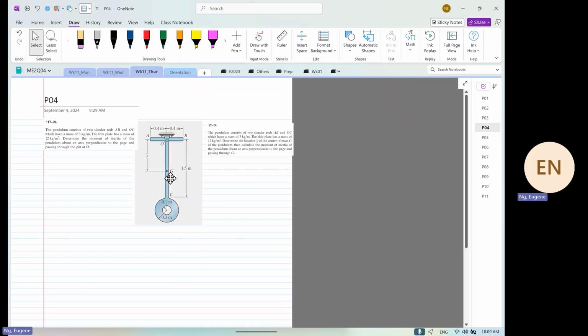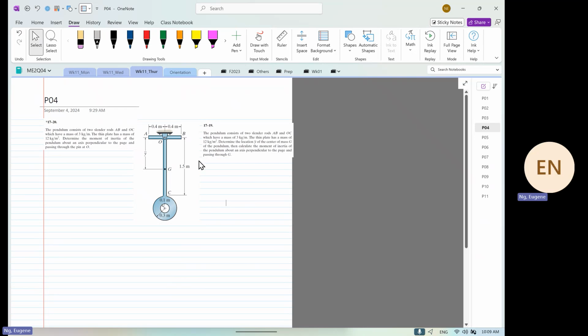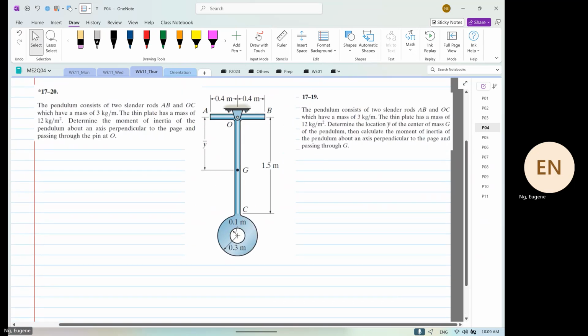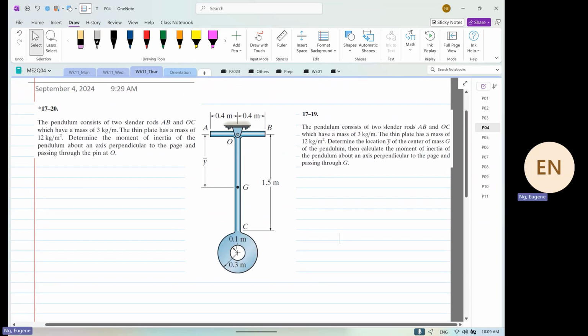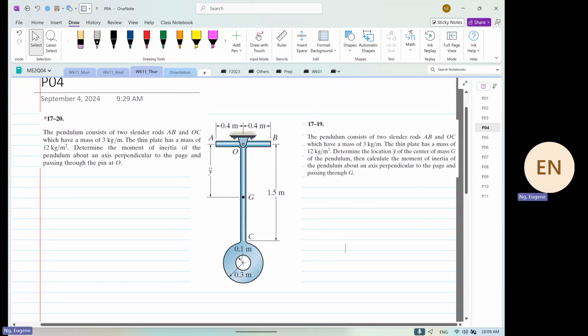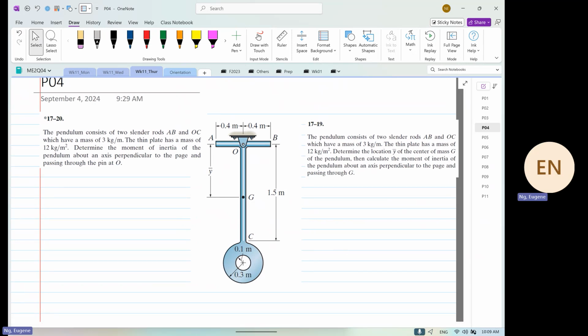Okay. I want to do the question side by side because I want you to see the most important thing, the difference. So first of all, we're going to do 17.20 first. Then on the same page, we're going to do 17.19.